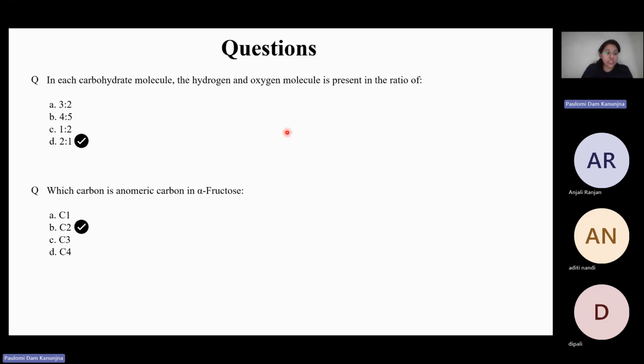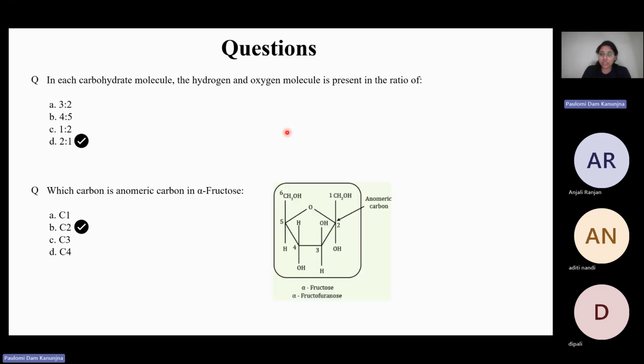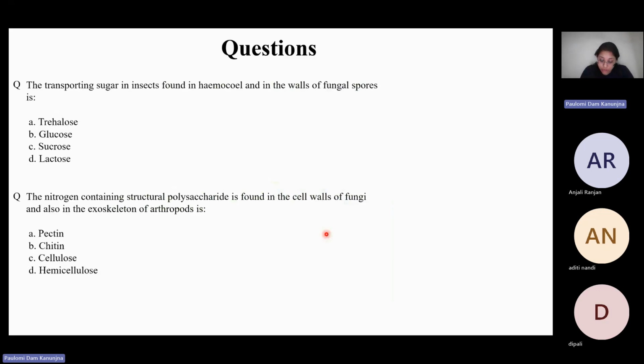So the first question is, in carbohydrates, the hydrogen and oxygen are present in the ratio CH2O, repeating n times. So H2 times O1, so 2 is to 1. And which carbon is anomeric in alpha fructose? Here. So we know that this carbon, as we have already looked into the fructose structure, this OH can go up, it becomes beta, this OH can go down, it becomes alpha. So the C2 is the anomeric carbon. And that is also something that you people got correct. Good. This also will be very easy for you people to do.